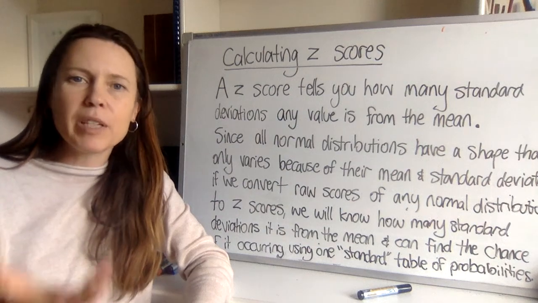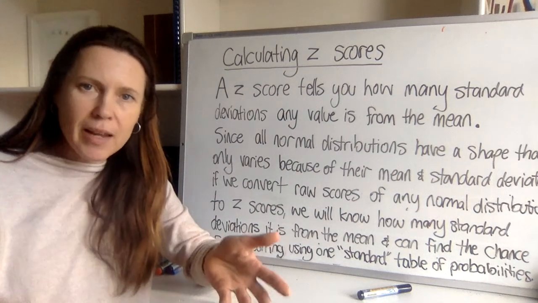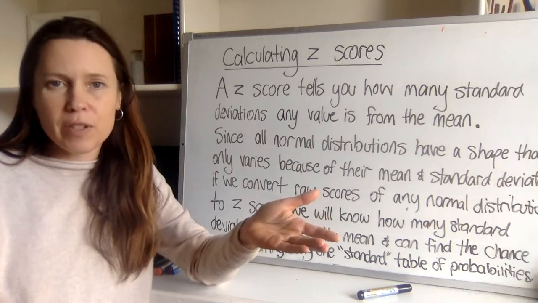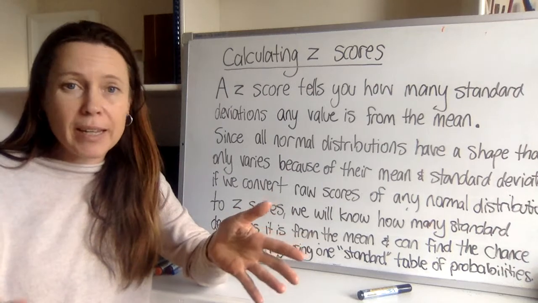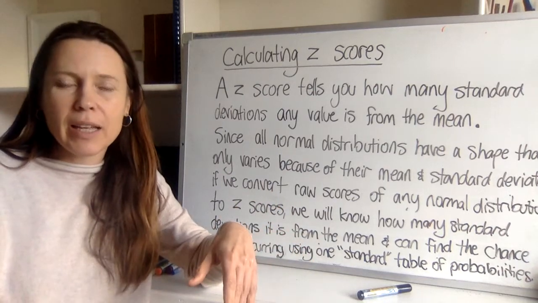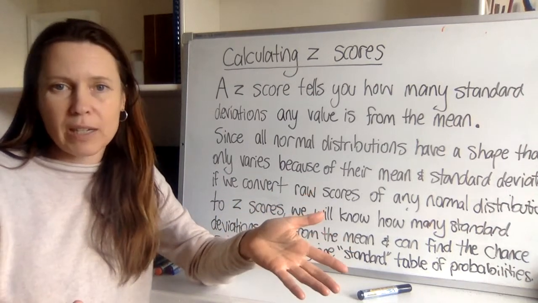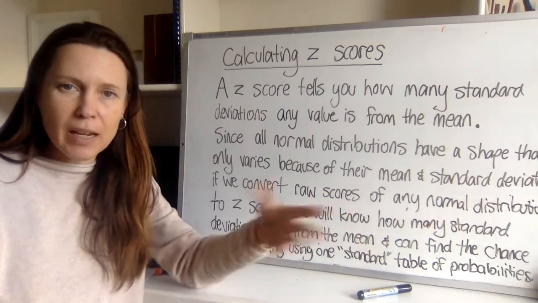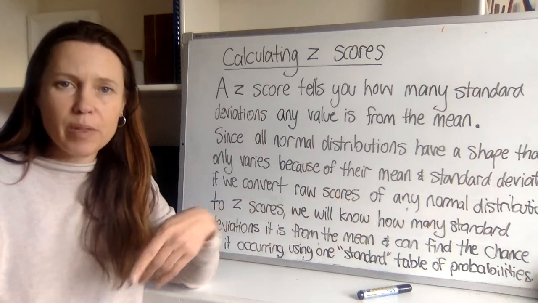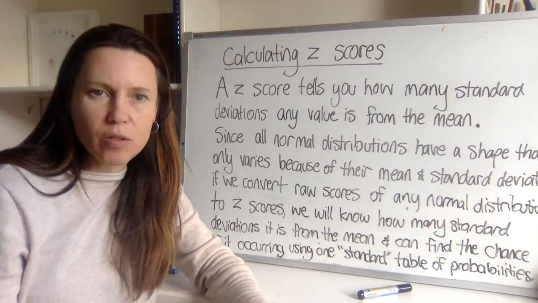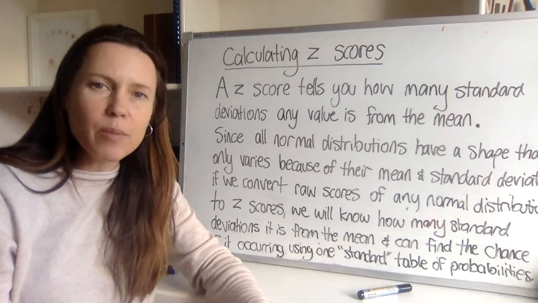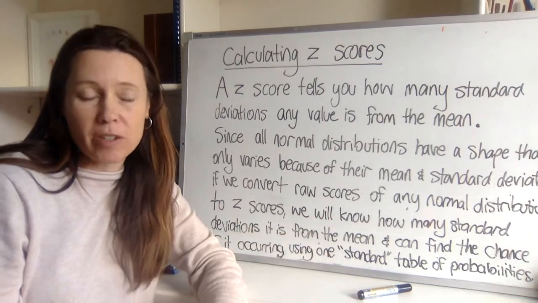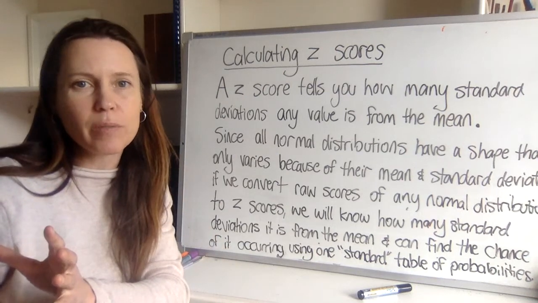So if we're going to be able to use the features of the standard normal distribution, those Z scores, to make inferences about every other normal distribution that we care to look at, we need some way of calculating the Z score for any piece of raw data. Now, a Z score tells you just how many standard deviations any value is from the mean. Then once we have our Z score for any piece of raw data, we've got an idea of what the likelihood is of that value actually occurring in its own distribution.